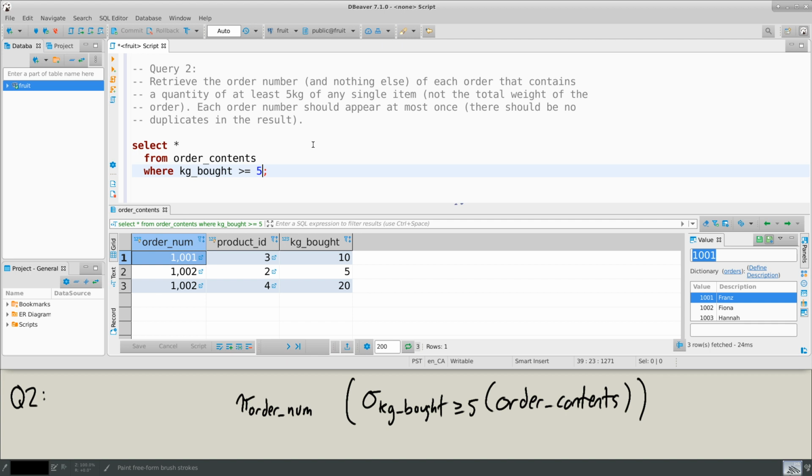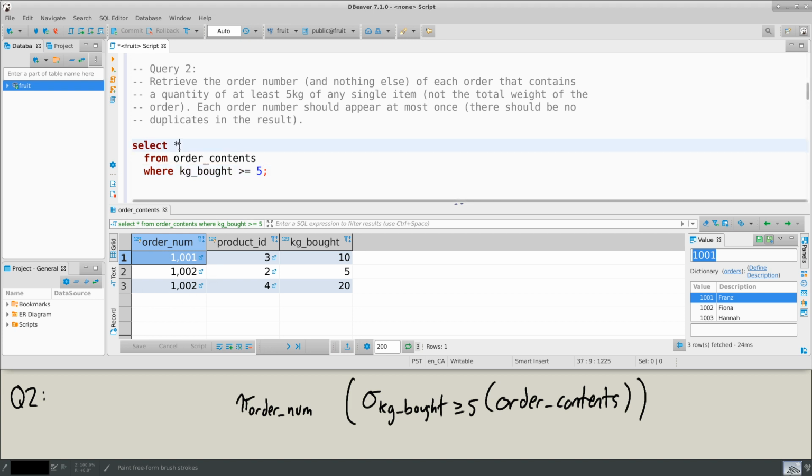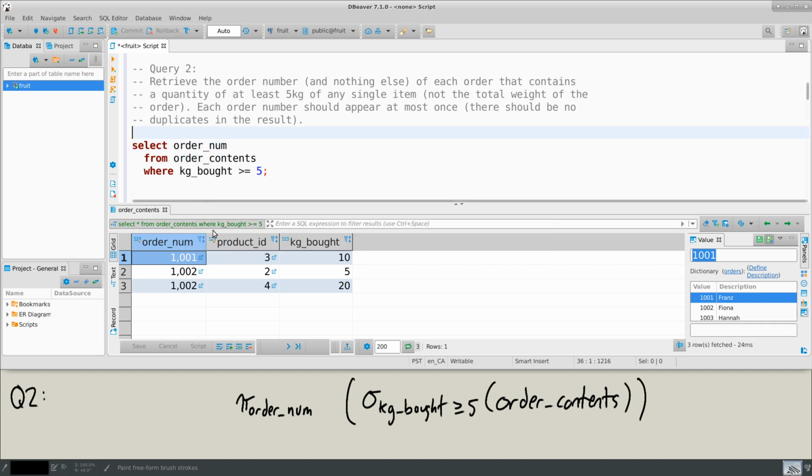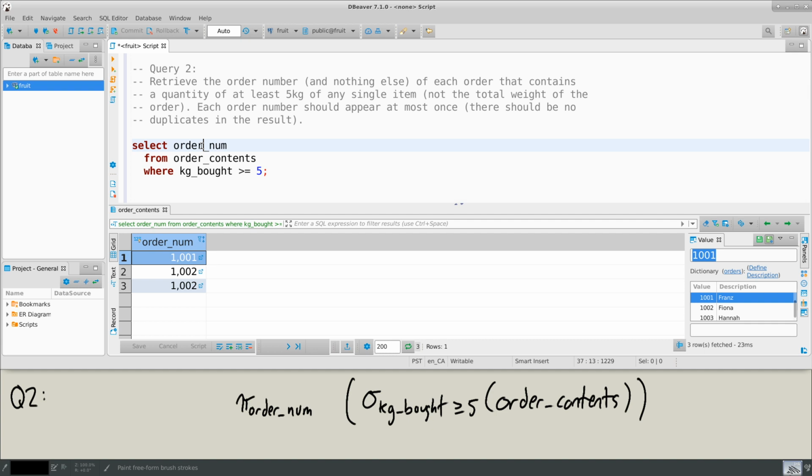And I look at this and say, okay, so yeah, order 1000 doesn't contain something of weight 5 or greater. Order 1003 also doesn't. So order 1001 and 1002 both do. But we notice that there are 2 rows for order 1002 here. Okay, well, that's fair enough. But if I just strip off and keep the order number column, then I do have the set of order numbers I need. So we'll try that, because we don't need the other data. We don't need product ID. We don't need kilograms bought. So I'll run that. And I notice, well, the SQL select statement doesn't eliminate duplicates by default.